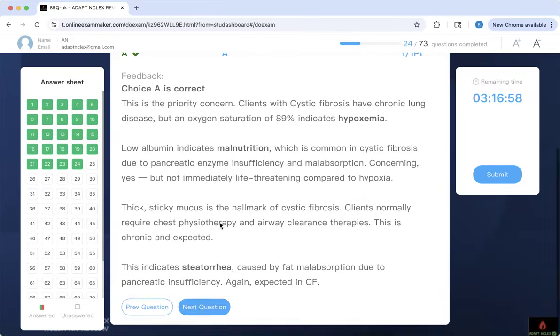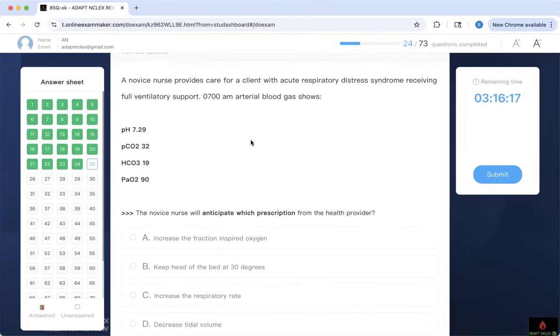Patient is hypoxic. We need to give them something. And what do you see? ABG. What do you need to do? Read the question. What do you need to do? Find the buzzword. Don't be defeated. You can answer this. The novice nurse will anticipate which prescription from the care provider.